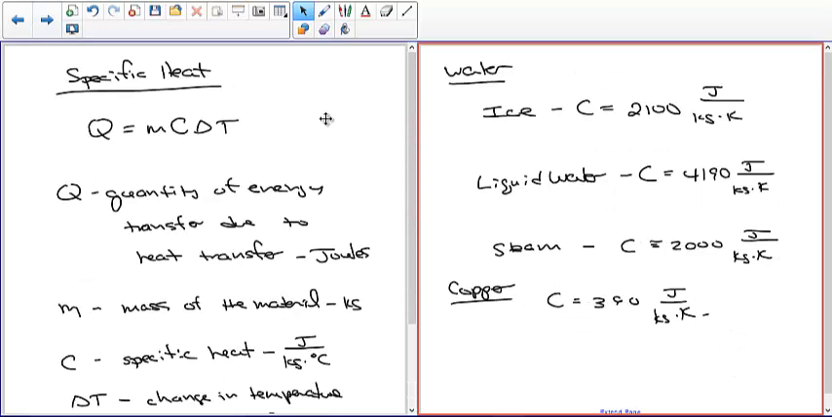So here's a couple of materials, and you can see I've got water, but they have different specific heat depending upon which phase you're in. Ice has a specific heat of 2100 joules per kilogram Kelvin. Liquid water has a specific heat of 4190 joules per kilogram Kelvin, and steam is about 2000.